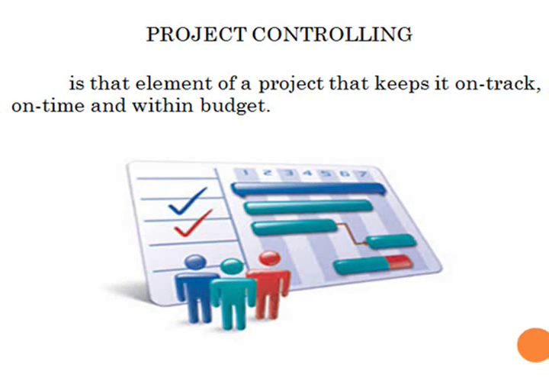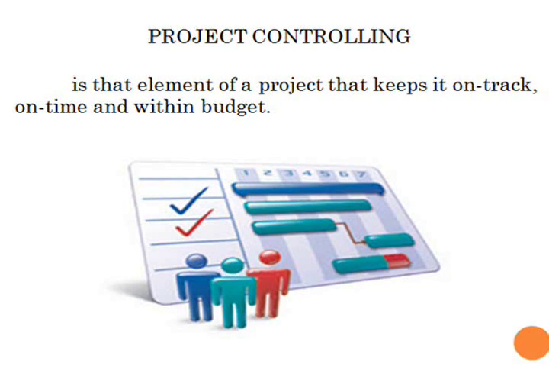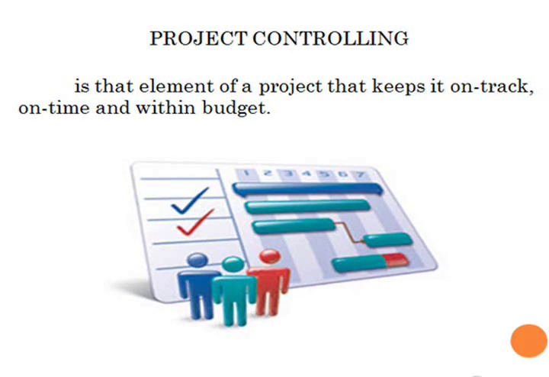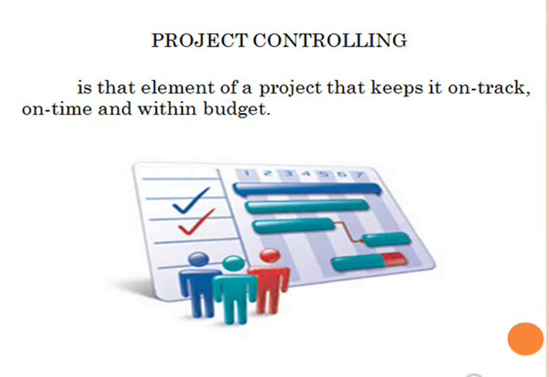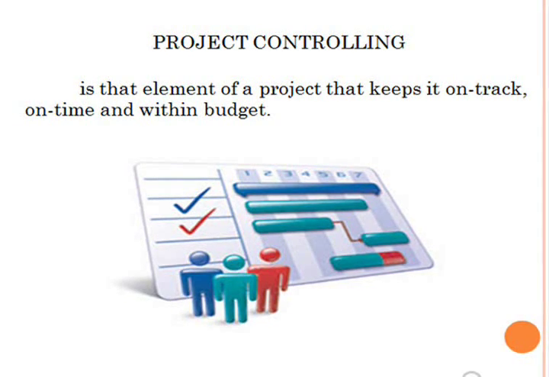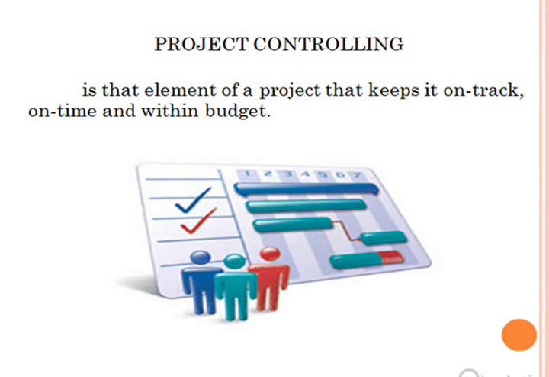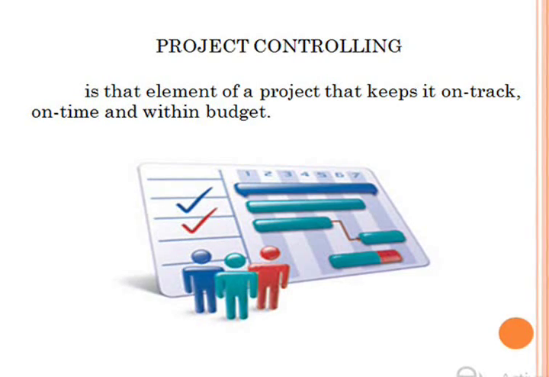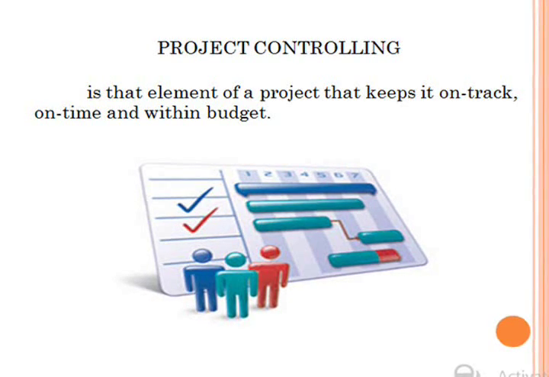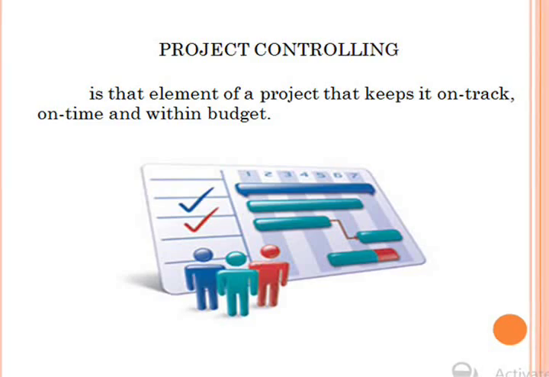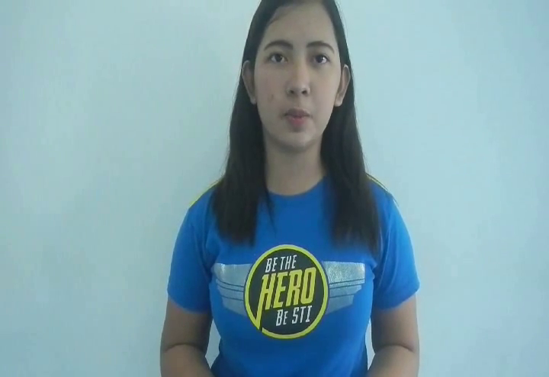Project controlling is that element of a project that keeps it on track, on time, and within budget. It involves data gathering, management, and analytical processes used to predict, understand, and constructively influence the time and cost outcomes of a project or a program. Why do we need to study different techniques in operations management? Techniques like Gantt chart, PERT, and CPM are created for project managers and project schedulers.